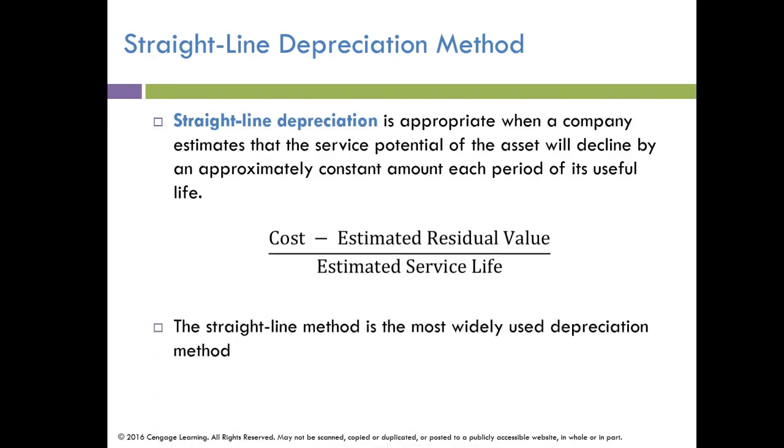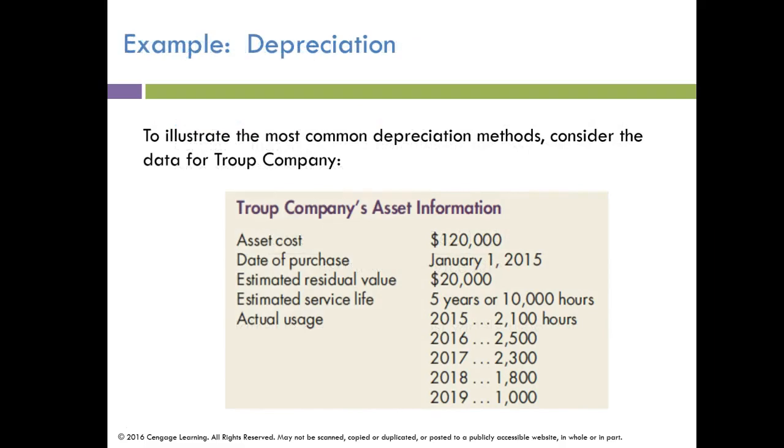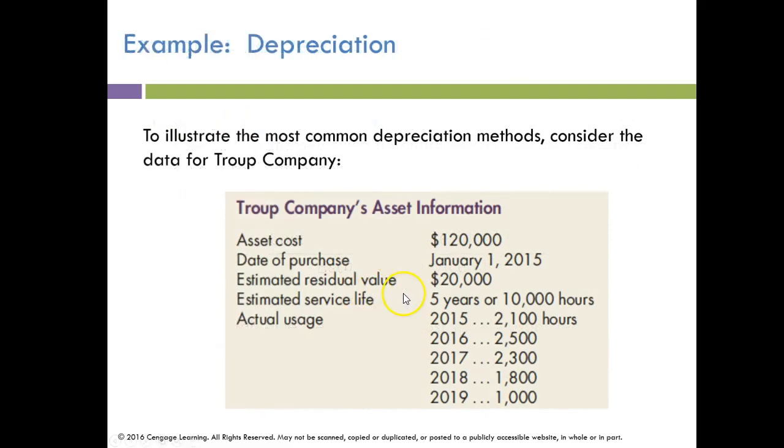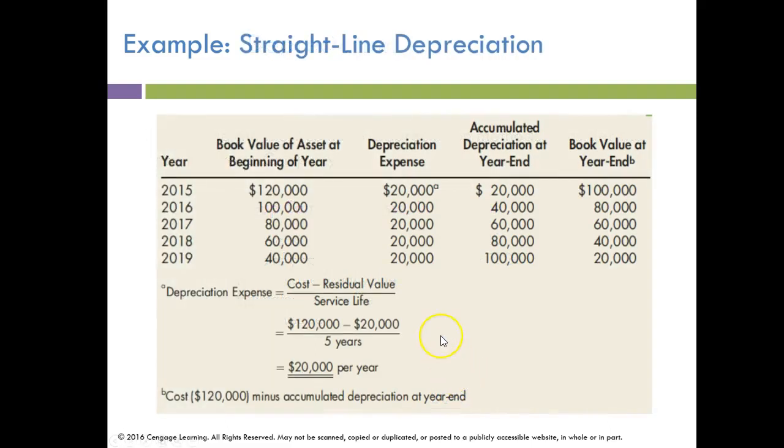We'll first talk about straight line. And straight line is the most commonly used method of depreciation. It takes the cost of the item, we subtract the salvage value and we divide that by the estimated service life. And we've got the example here we're going to use of Troop Company, and they've got an estimated residual value of 20,000. Service life is 5 years or 10,000 hours, and then they discuss the actual usage here.